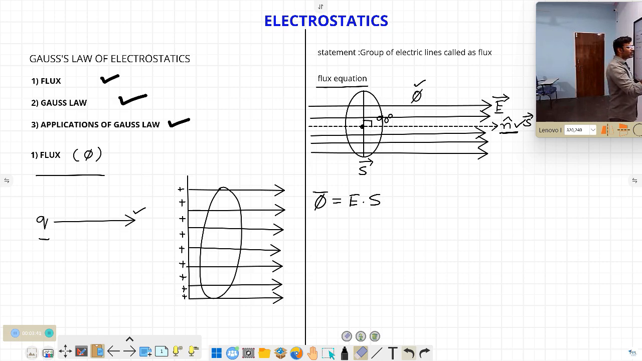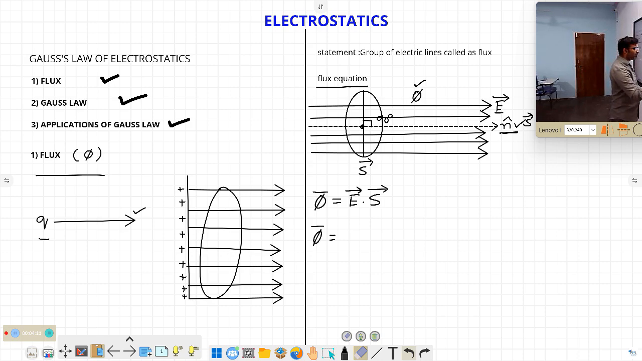According to the concept, flux is a scalar quantity, electric field is a vector quantity, and area is also a vector quantity. When you multiply the two vectors, you get flux. That means electric lines passing through area is called flux. We get a scalar quantity from the product of two vector quantities, which means it follows the dot product. So flux is a scalar product.